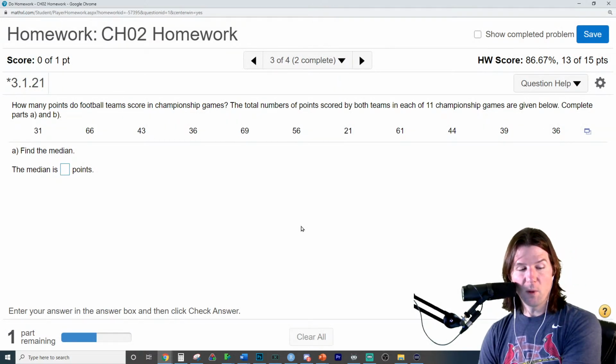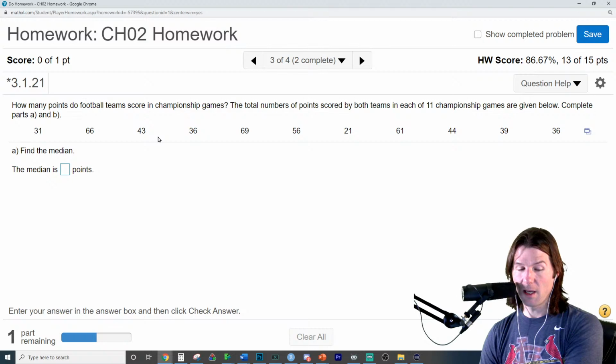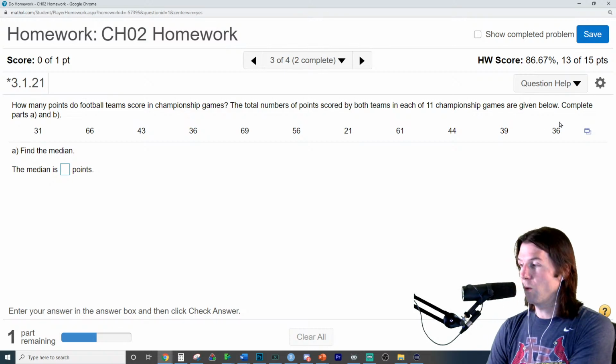Okay. How many points do football teams score in their championship games? The total number of points scored by both teams in each of the 11 championship games are given below. Complete parts A through D. Okay, so it wants the median.